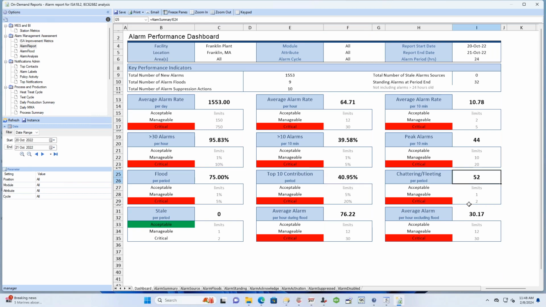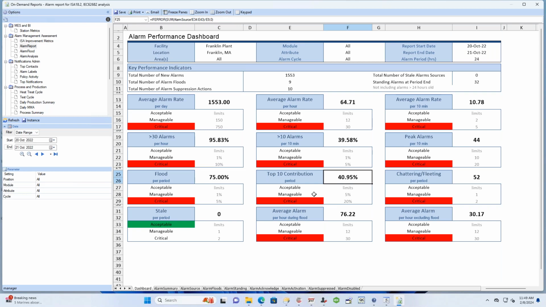Chattering and fleeting tells us about alarms that are oscillating above and below an activation threshold very quickly. Stale alarms are alarms that have lasted longer than 12 hours. And then we have the average in and out of the flood, to give us a perspective of what the normal times in our process look like versus the abnormal times. And each one of these metrics has a detailed sub-report, right, that speaks to the data behind it. So we won't go over every single one of these, but just to take an example of one, right? If you look at the top 10 contribution and we think, why is that happening?